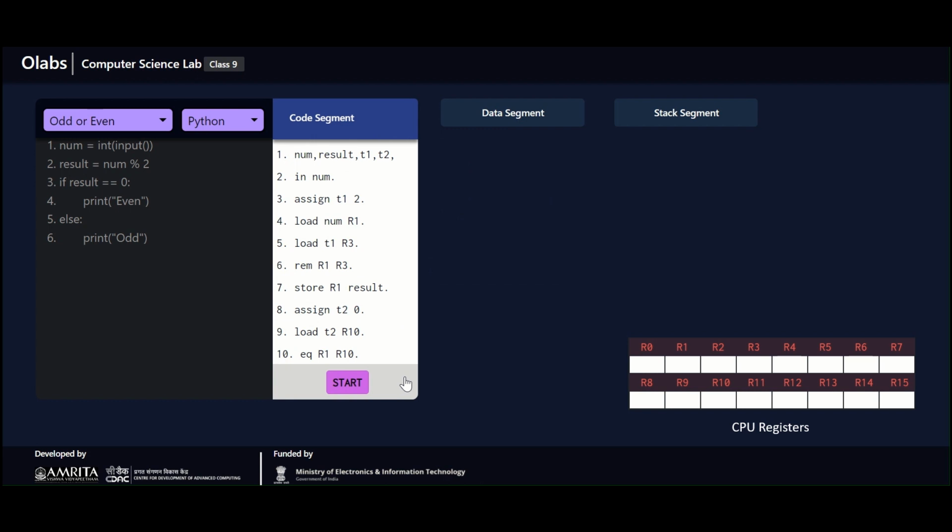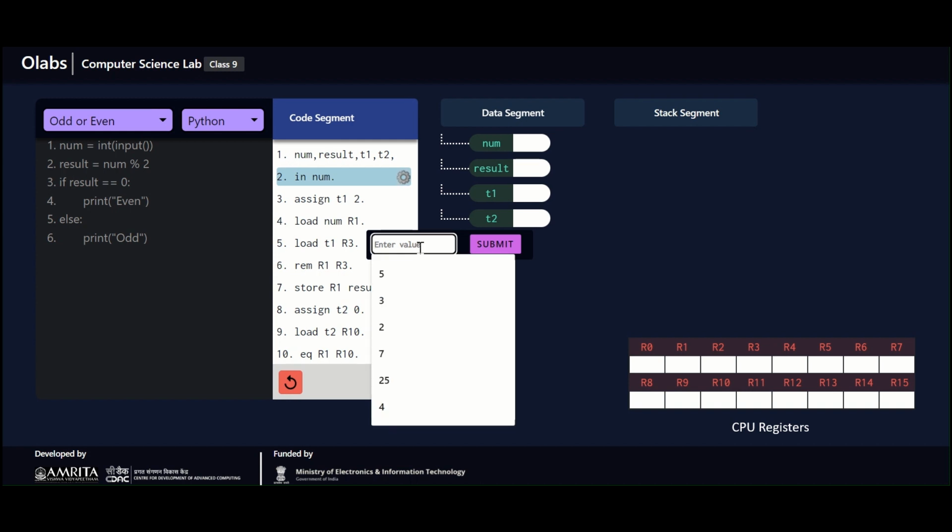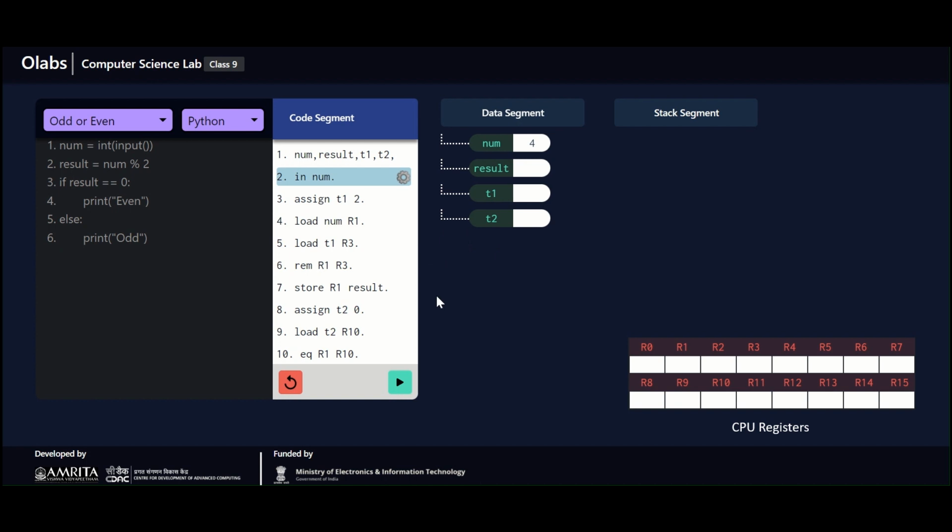Suppose we were to give an even number, what would have happened? So let's check that particular case also. Let's say that now we are giving an input 4. Let's submit that value. Now let's go on assignment. Exactly the same thing happens. Now 4 gets loaded, then 2 gets loaded, then 4 modulo 2 happens, which results in a 0, and this is stored in the result.